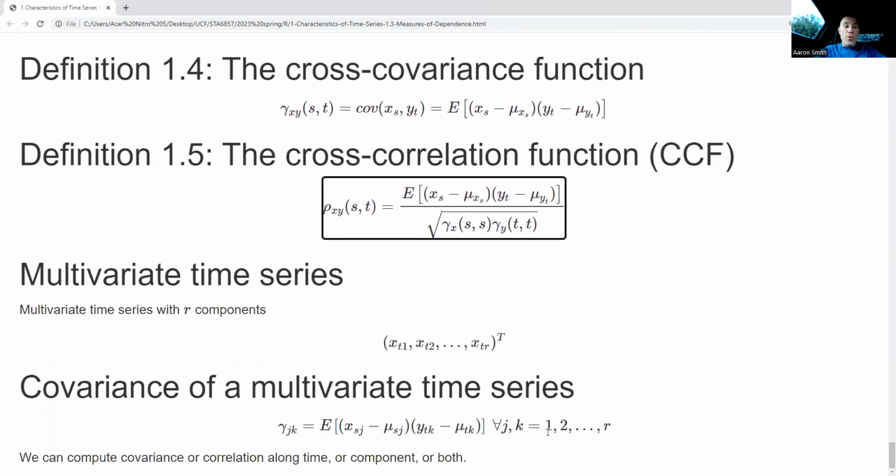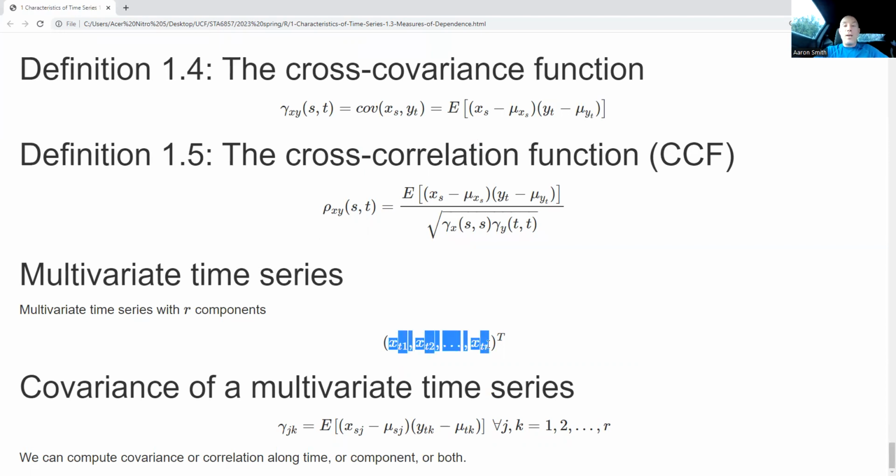Now we can go a little bit further with this, and look at multivariate time series. With multivariate time series, we have a vector of values for each point of time. For the example we're looking at, we have our different components. You'll notice that this is a vector, and all of the sub time series are at the same time, and we have our components. And of course, I could check the covariance of the multivariate time series by selecting 2 components and 2 times that I'm interested in. Very naturally, we can compute the covariance or correlation along time, or the components of interest, or both.